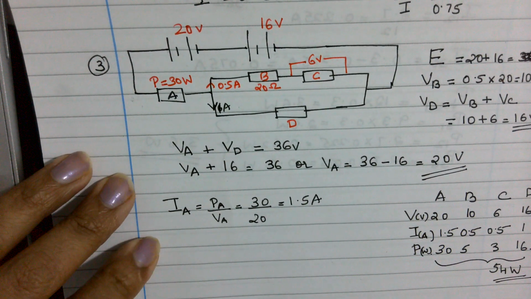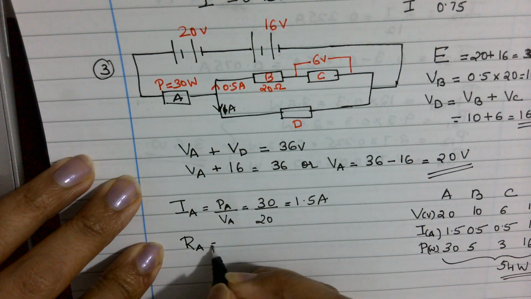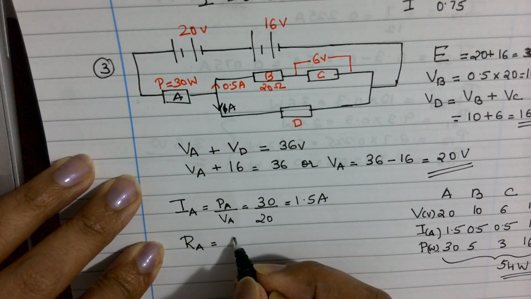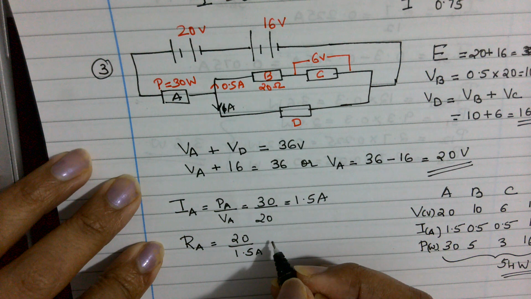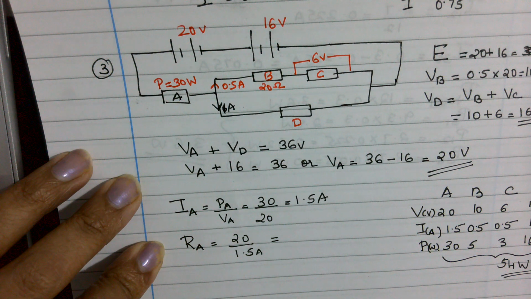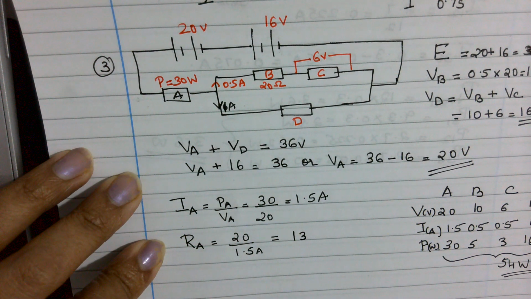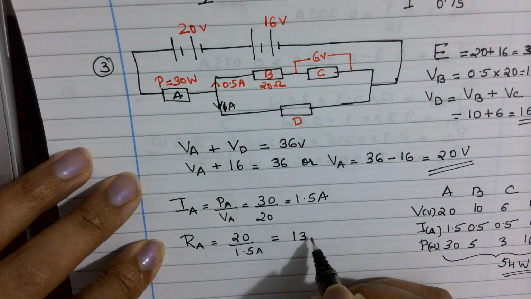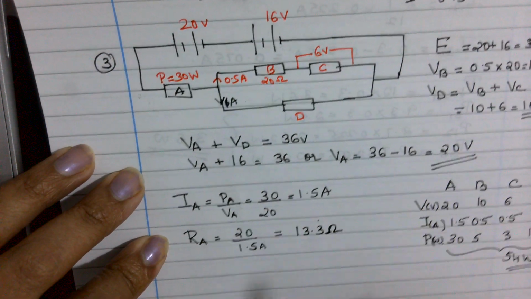Now what is left to find out is the individual resistances. So the resistance of A should be the voltage of A, which is 20, divided by the current flowing through it. So A is 20 divided by 1.5. And how much will be 20 divided by 1.5? I will just check, I'm not sure. Yeah, 13.33. So 13.33 ohms.